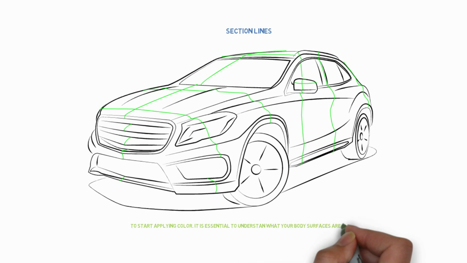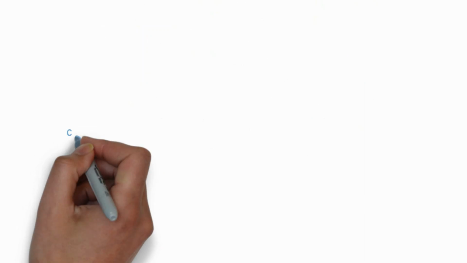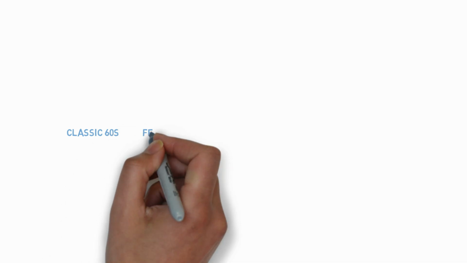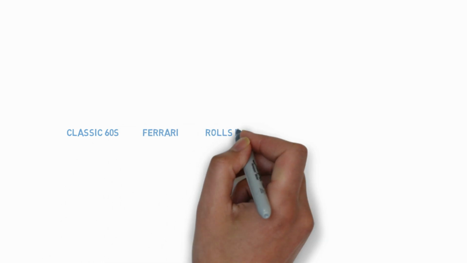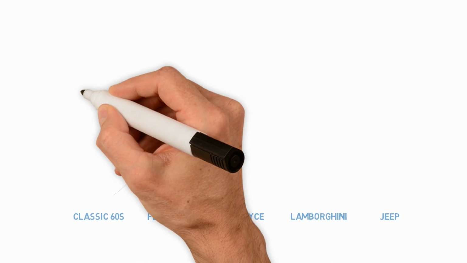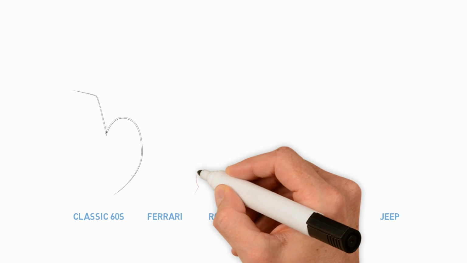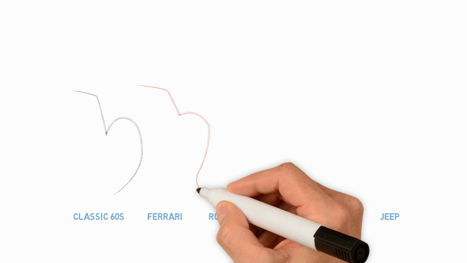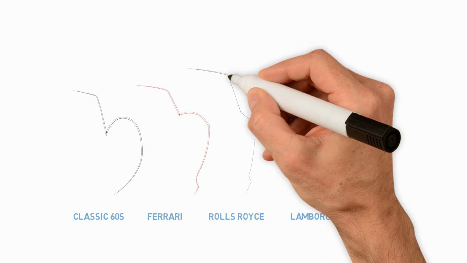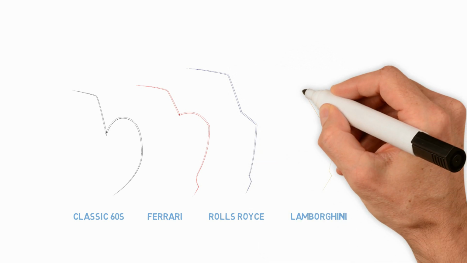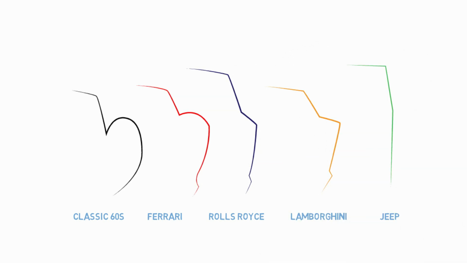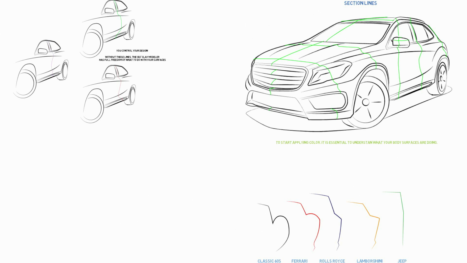Now I'm going to do a few examples of some cars that you might recognize and how the section line helps you describe them a lot easier. So this will make a lot more sense now if you start getting the section lines. Like 60s cars will have very soft surfaces, nice and round, like a Shelby Cobra. Then a more modern Ferrari is a mix of soft with harder edges. A Rolls Royce will have a slight crown. A Lamborghini is very hard edge, and the Jeep is just a straight line.